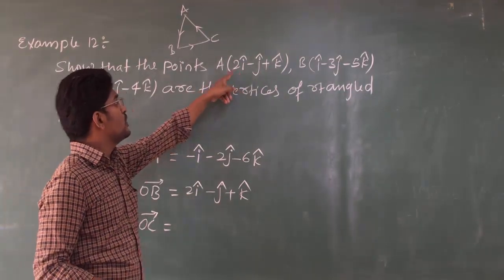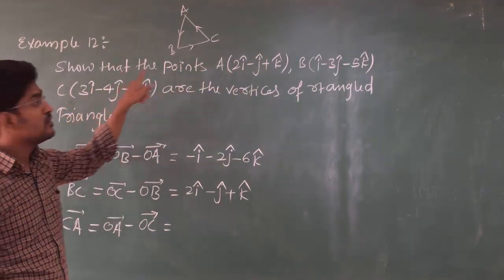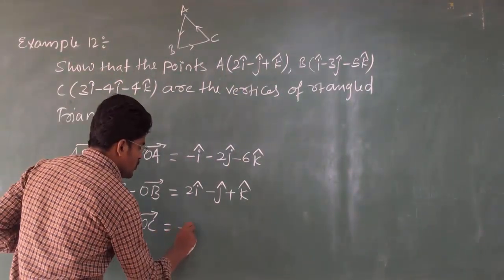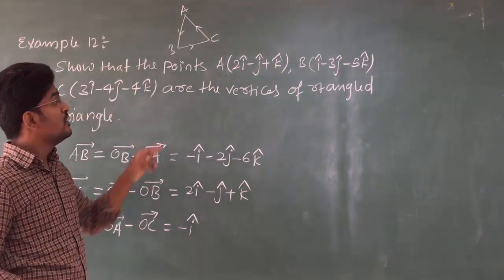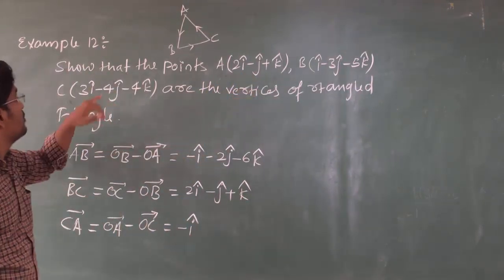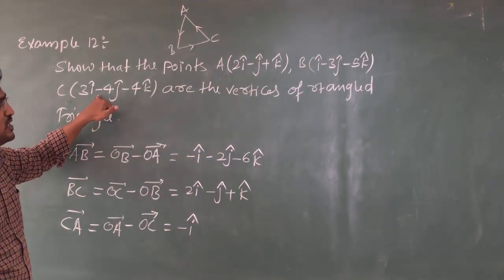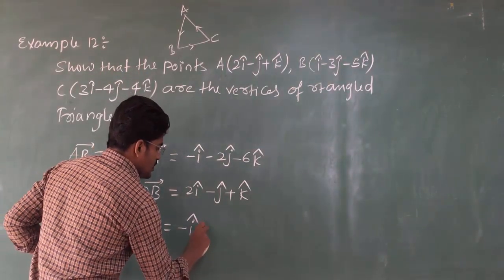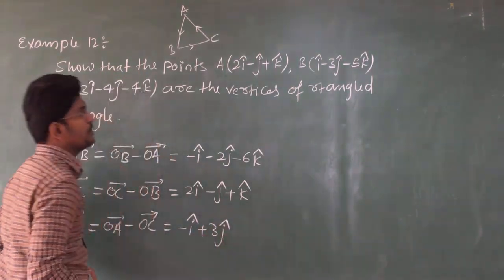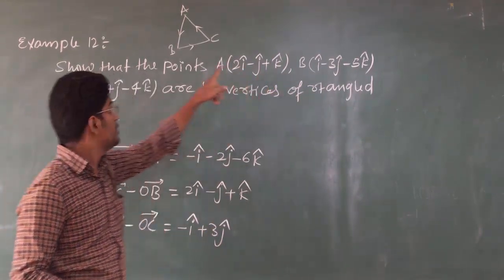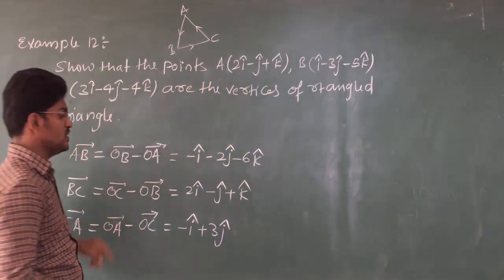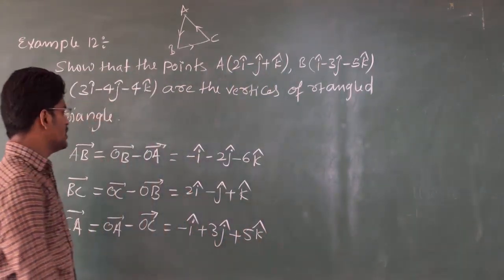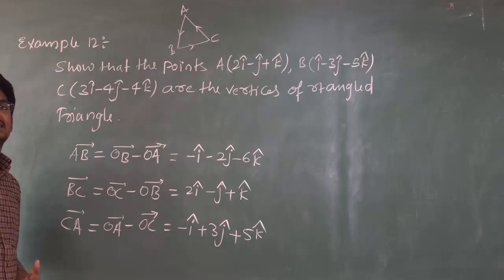Clear? Next, vector OA minus vector OC. This is vector OA minus vector OC. So 2i cap minus 3i cap will give you minus i cap. Minus j cap, minus of minus, plus. So minus j cap plus 4j cap will be plus 3j cap. Plus k cap, minus of minus, plus. So it will be plus 5k cap. Clear? Now you got AB, BC and CA.